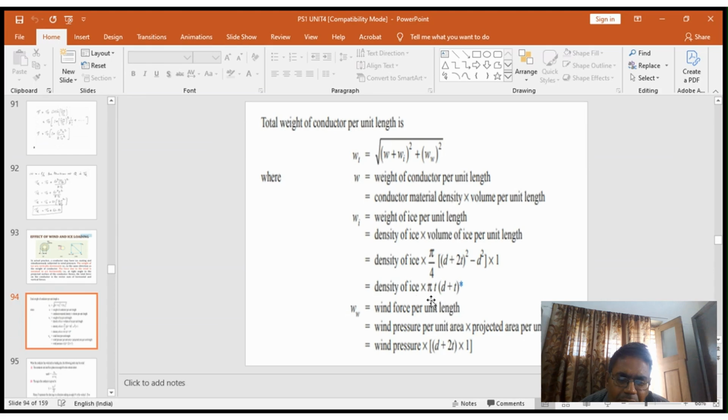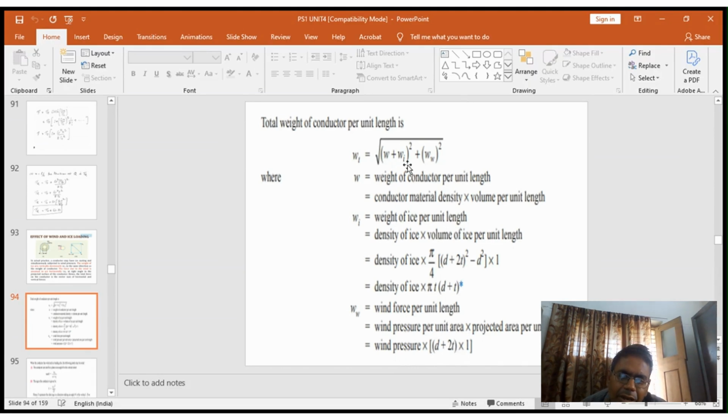Density of ice into pi t (d plus t). Then Ww is the wind force. Wind force is equal to wind pressure per unit projected area, for unit length of projected area. Wind pressure into (d plus 2t) is nothing but the projected area for unit length. So wind pressure gives Ww.